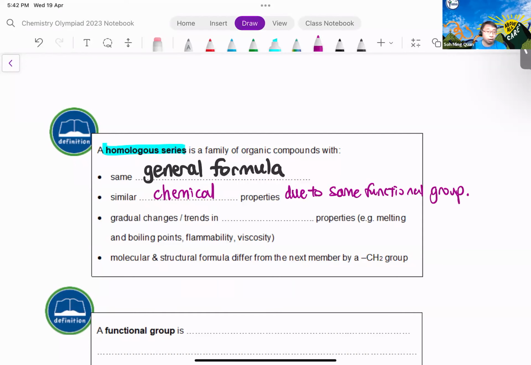Okay, so there's a lot of terminology here, but just copy it down first. We'll go through what it means. And there are gradual trends or changes in physical properties, such as melting and boiling points, flammability. These are physical properties. All right, so a homologous series is a family which has similar chemical properties. So this is similar to groups, right? Elements in the same group have similar chemical properties as well.